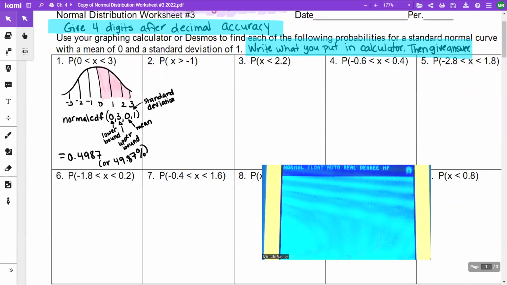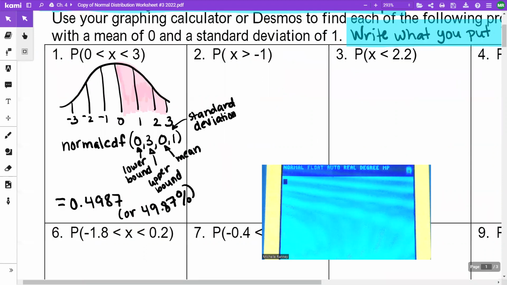And the standard normal curve is what I drew right here, where you have 0 as your mean, and each standard deviation is actually 1 unit. So it goes 1, 2, 3, -1, -2, -3. That's what all of 1 through 10 is. The ones after that are a normal curve.